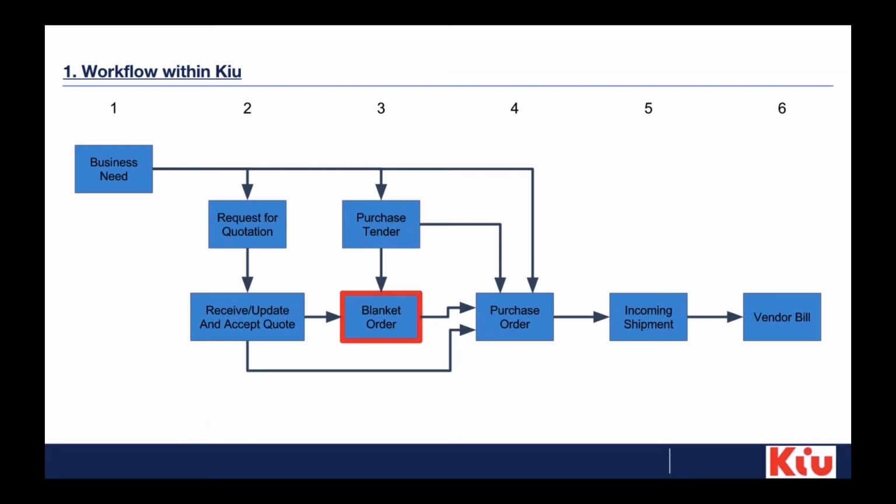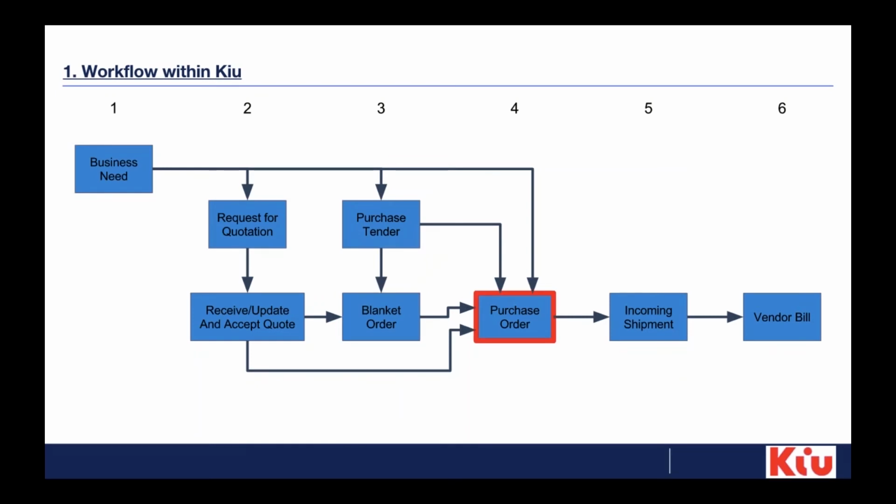Third, you can create a blanket order and receive products in multiple shipments from your vendor. And fourth, you can purchase a product directly using a purchase order where you know the product price and vendor in advance. At the end of these methods, when the supplier sends you the shipment, you will have to receive the products and register their invoice with a vendor bill.